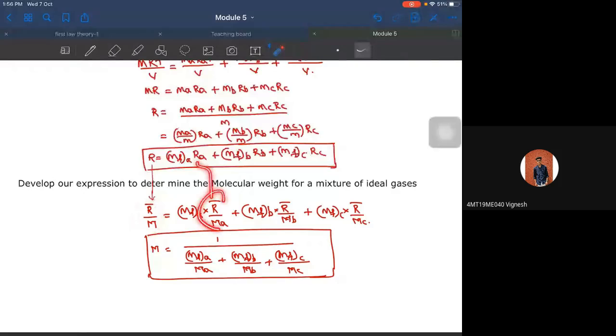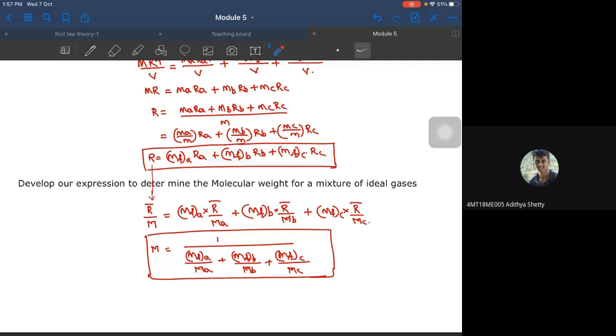RA as R bar divided by MA, RB as R bar divided by MB, and RC as R bar divided by MC. Okay. Now, anything that gets cancelled in this particular expression again? R bar. R bar gets cancelled in all the terms here. R bar goes away. So if R bar goes away, what remains? 1 by M is equal to MF of A divided by capital MA plus MF of B divided by capital MB plus MF of C divided by capital MC.